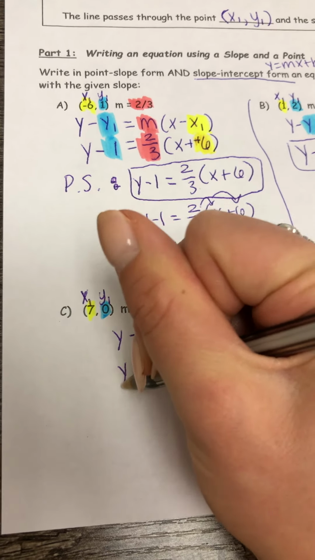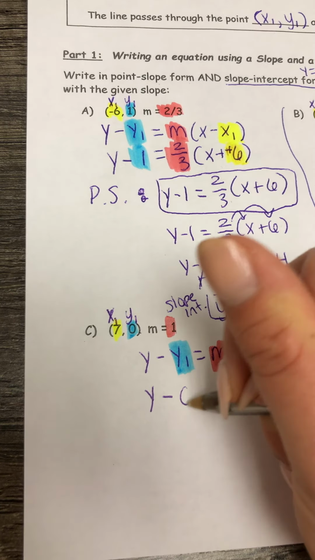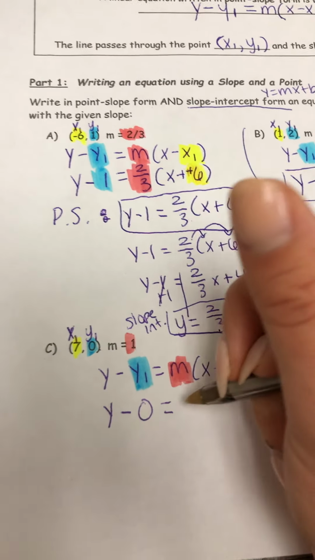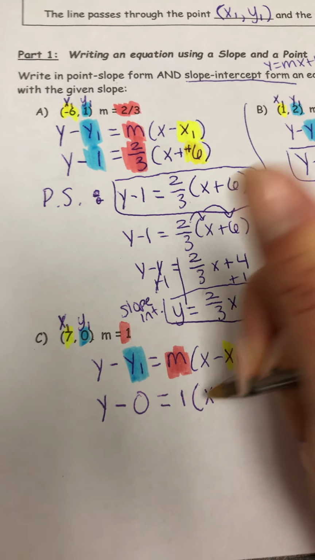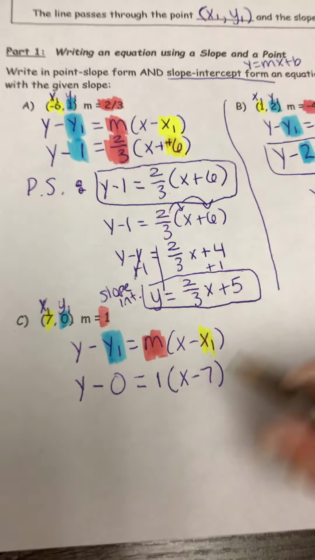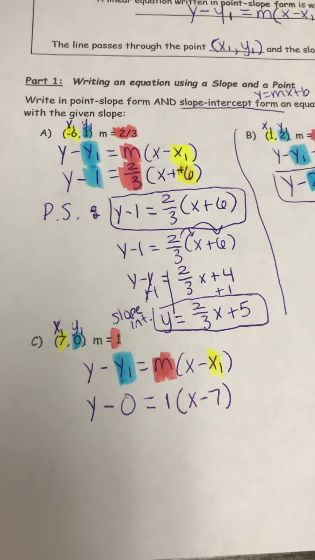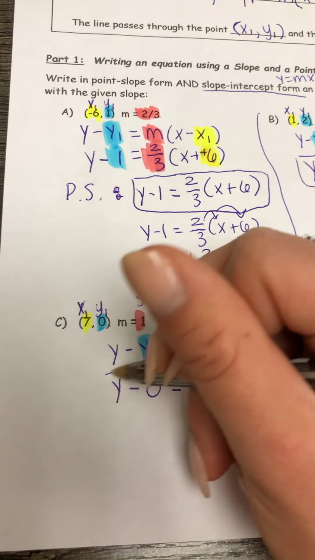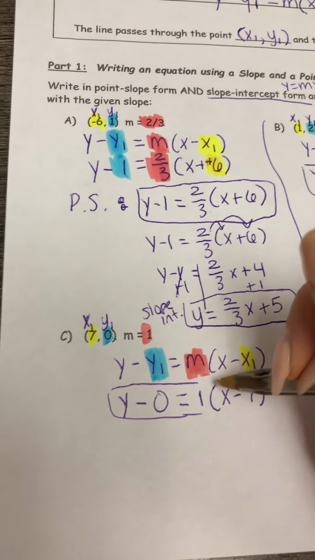Okay, so I have y minus my y1, which is 0. My m is 1, so a 1 is getting replaced there. And then x1 is 7, so I have times the quantity x minus 7. Now, this cannot be simplified any further, so I'm going to box this. This is point slope form.